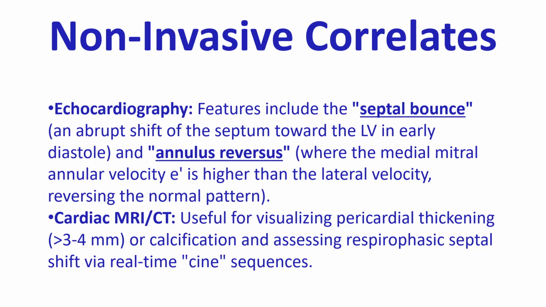Cardiac MRI or CT is useful for visualizing pericardial thickening of more than 3 mm or calcification, and assessing respirophasic septal shift via real-time cine sequences.